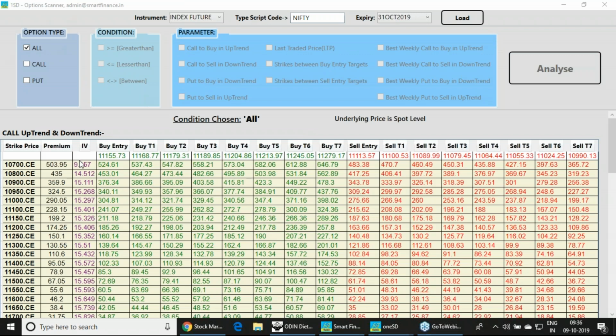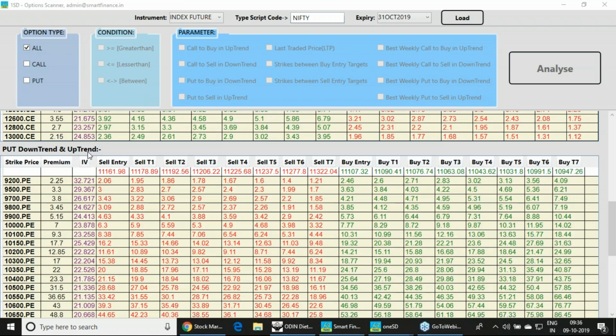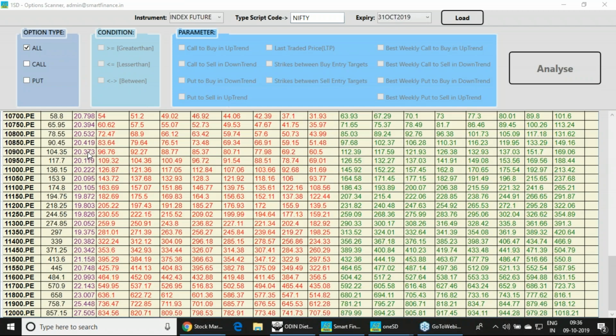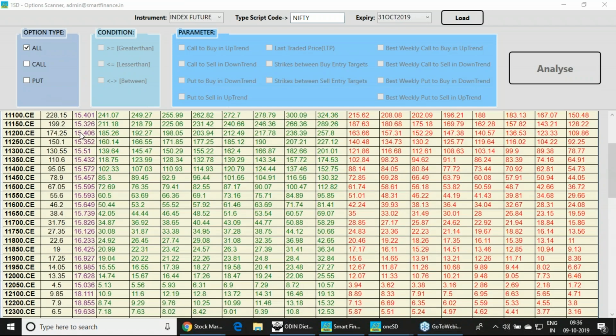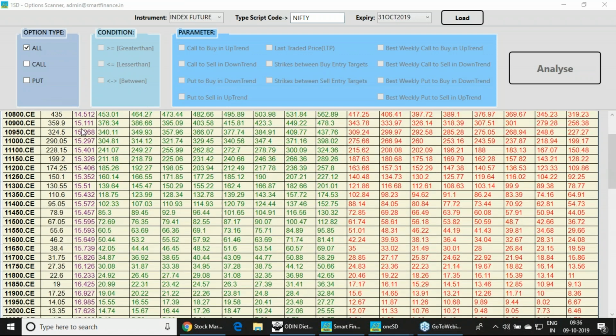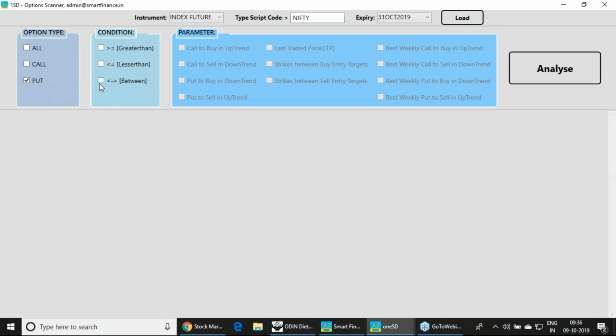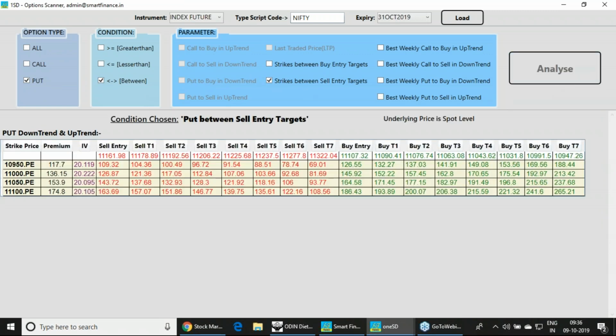I have just analyzed this. There are call options and put options, and all strikes have been analyzed. Now I'll be going for the put options. I'll be going for the strikes between the sell entry and targets. This is what I am going for. It is giving me 3 strikes.